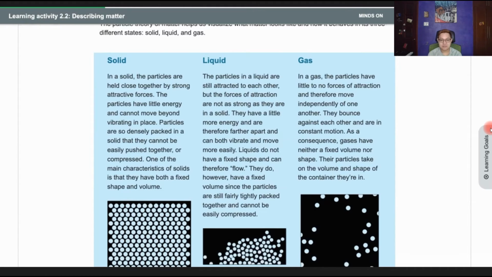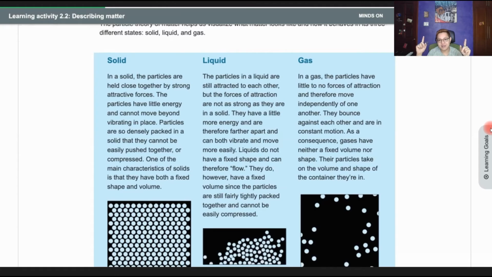In a gas, the particles have no force of attraction and therefore move independently of one another. They bounce against each other and are in constant motion. As a consequence, gases have neither a fixed volume nor shape. Because they move freely, they don't have a fixed shape at all. They go far apart from each other and then boom, bounce into each other. So they don't have a fixed volume because the volume can expand or decrease.